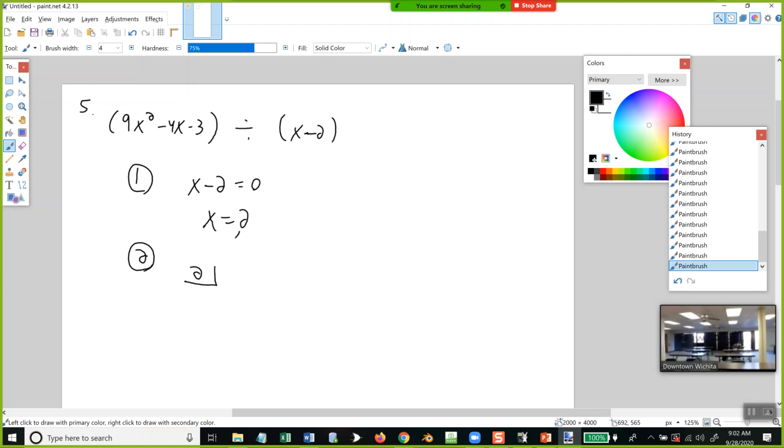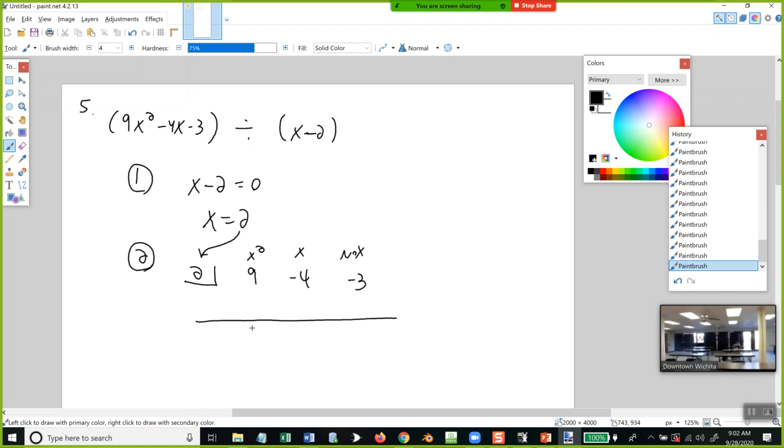Take your number you just found in step 1, you put it in a box in the upper left-hand corner. Our largest power is x squared, so real small, I'll write x squared, x, and no x. And we write down the numbers in front of each one. There's a 9 in front of the x squared, there's a -4 in front of the x, and -3 is our constant term, our no x.